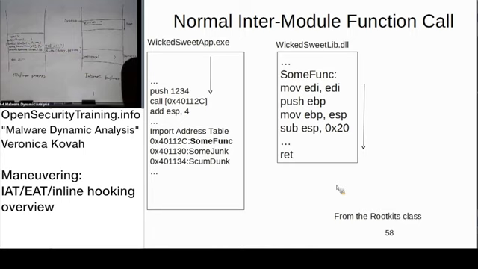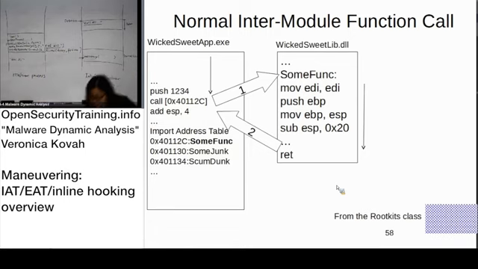Okay? And in a normal case, this address in memory holds the address of some function. So if you call a certain function, then through the import address table, at memory 40112C, it has the address of some function. If there is a call, then you jump to the some function. Oh, okay. All right. Since the other people cannot see, let's see. Okay, can you see? Okay, this will be much better.